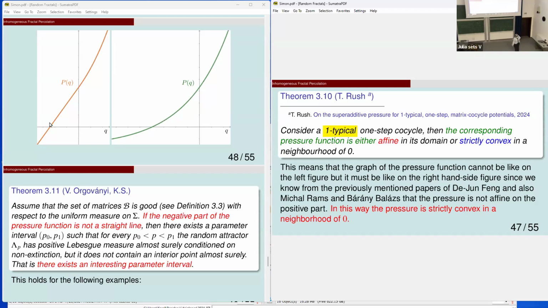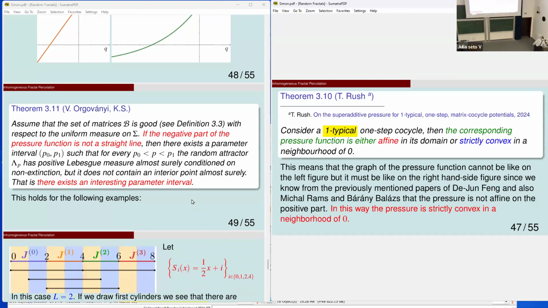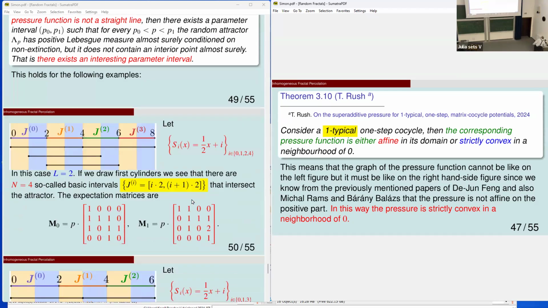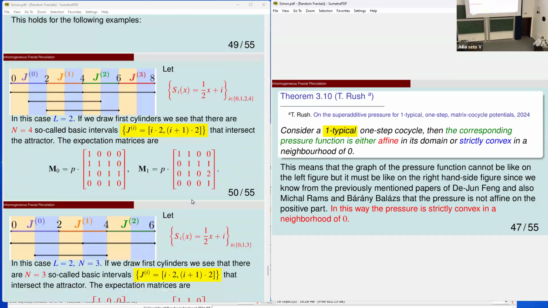So if you put this together, what we proved actually says that in our case, this was proved, unfortunately, only for invertible matrices. So you have invertible matrices for which you can check this one typical condition. And then from our theorem, it follows that there is an interesting parameter interval, which means positive measure. And then here are examples when it holds.